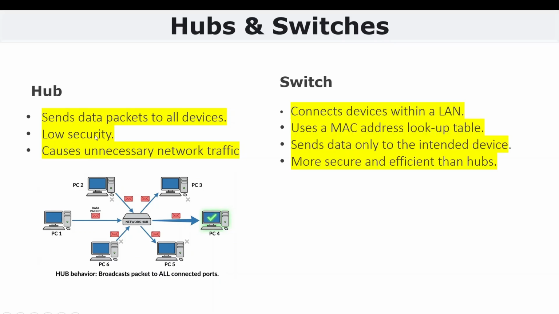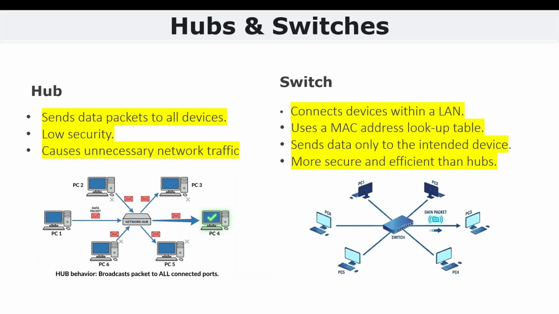the network. The switch, on the other hand, connects devices within a LAN, just like the hub is doing. But the switch uses what is referred to as a MAC address lookup table in order to locate the right PC that the data packet is meant for and sends it directly to that PC. So it sends data only to the intended device, and in the process, it makes it a more secure and efficient way of sending data in a network.